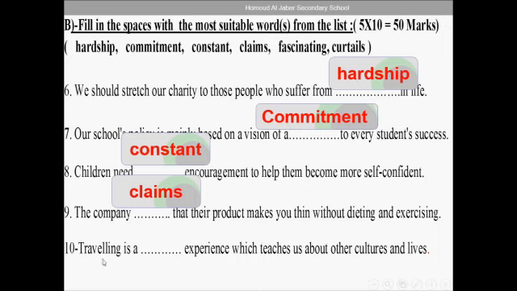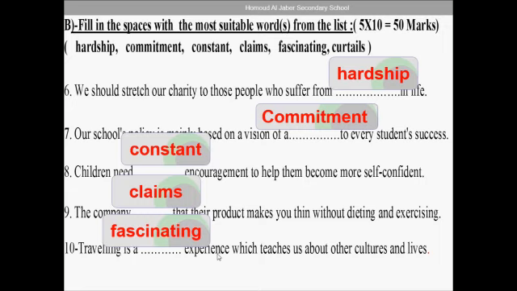Last question. Traveling is a experience. I think all of us know the meaning of the word experience. معناها تجربة أو خبرة. Okay. So the most suitable answer here will be fascinating. Traveling is a fascinating experience which teaches us about other cultures and lives.